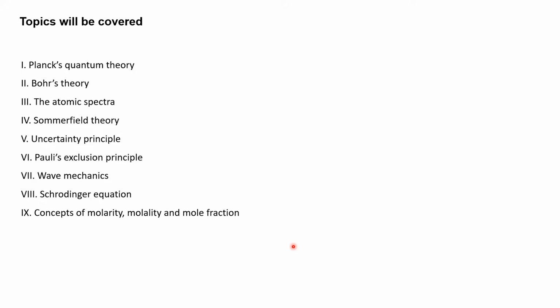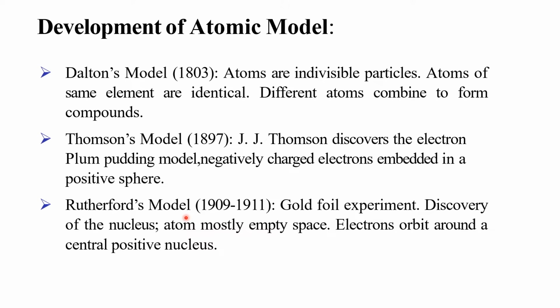So today we will start with the first topic of this course, atomic structure and mole concept. The topics that will be covered in this chapter are Planck's quantum theory, Bohr's theory, and then atomic spectra, Sommerfeld theory, uncertainty principle, Pauli's exclusion principle, wave mechanics, Schrödinger equation, and lastly we will cover the concept of molarity, molality and mole fraction. So, how was the atomic model developed?